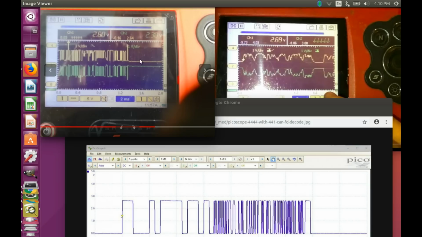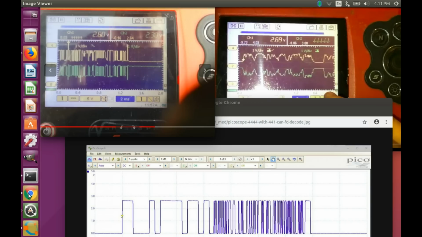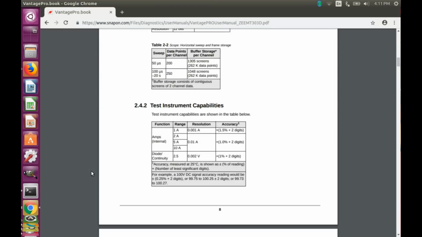Let's take a look at the first waveform. It's almost a digital signal, and the signals mirror each other, so that's good, as expected from valid CAN-high and CAN-low signals. However, there are some artifacts. To explain those, let's take a look at the user manual for Vantage Pro.